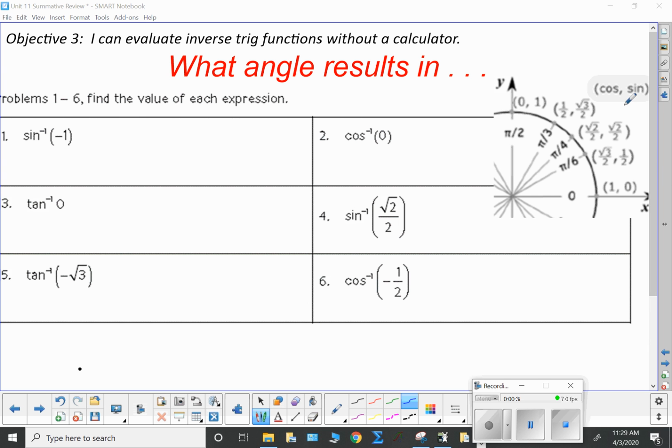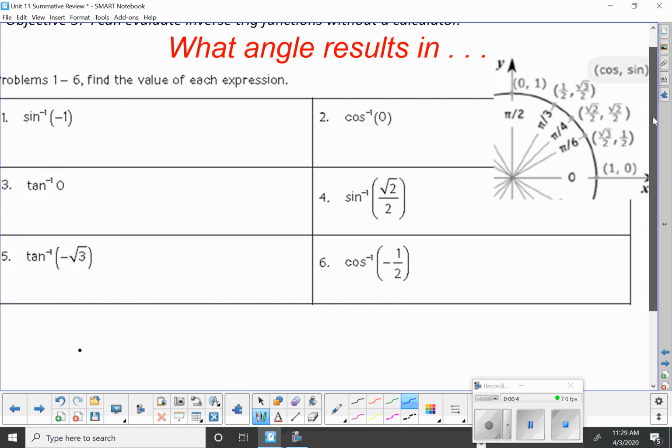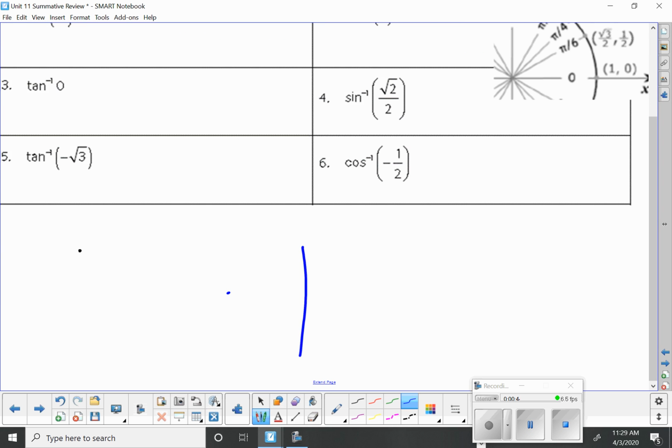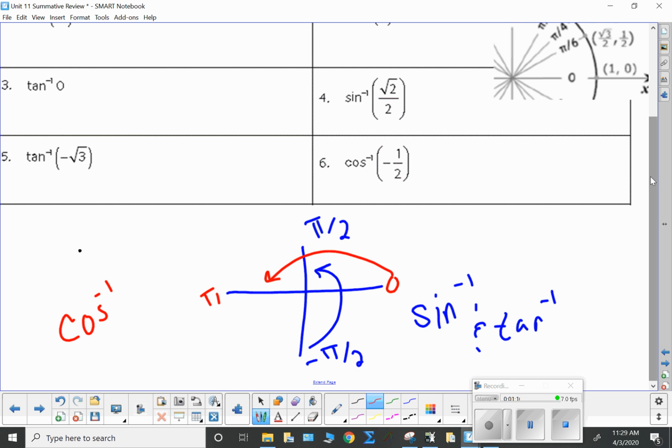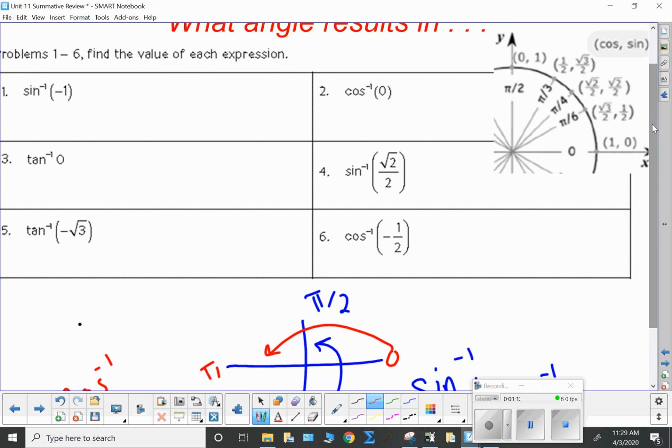You also want to remember when you're doing this that the inverse sine and the inverse tangent go from negative pi over 2 to pi over 2, while the inverse cosine goes from 0 to pi. So let's get started. This is just going about doing the unit circle in reverse.